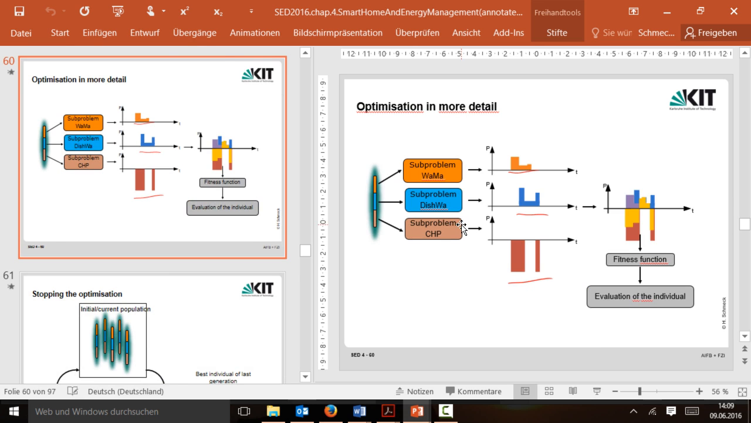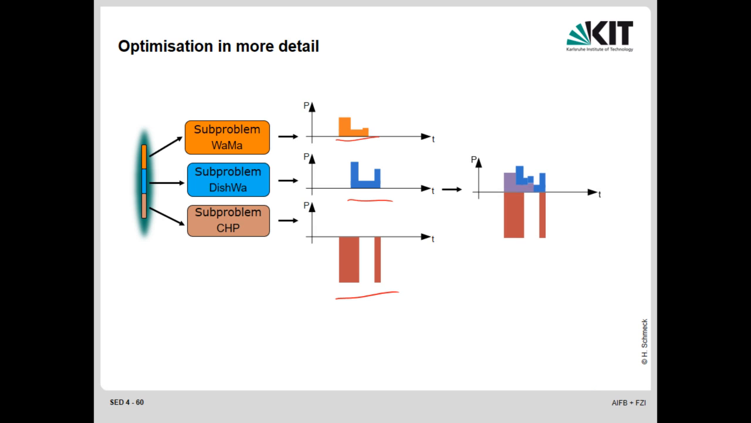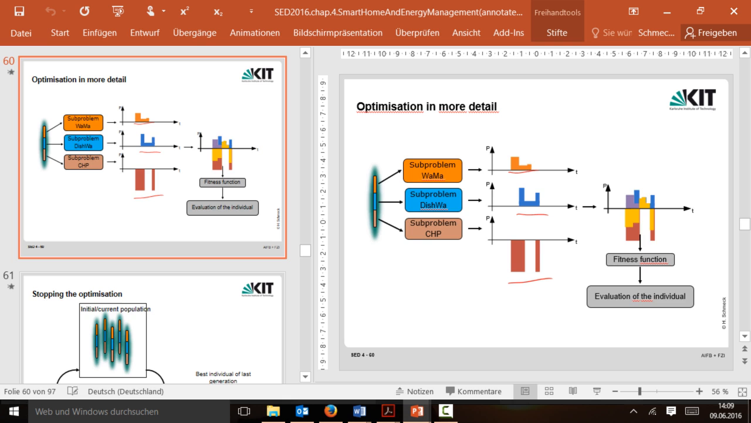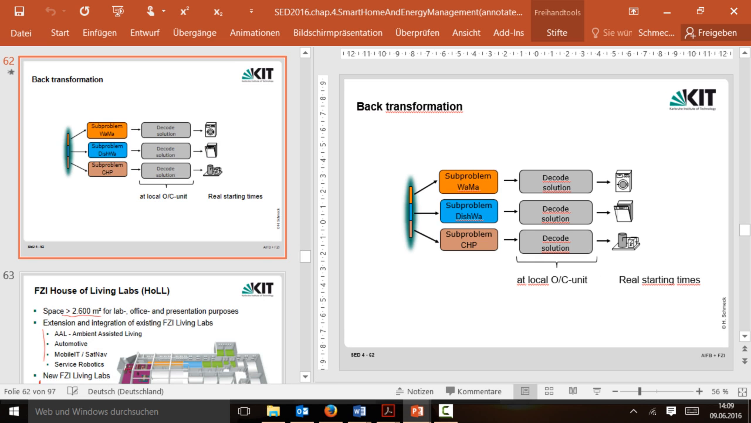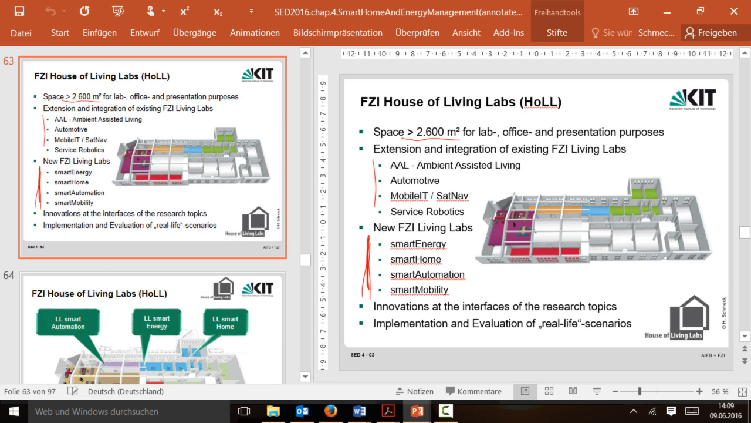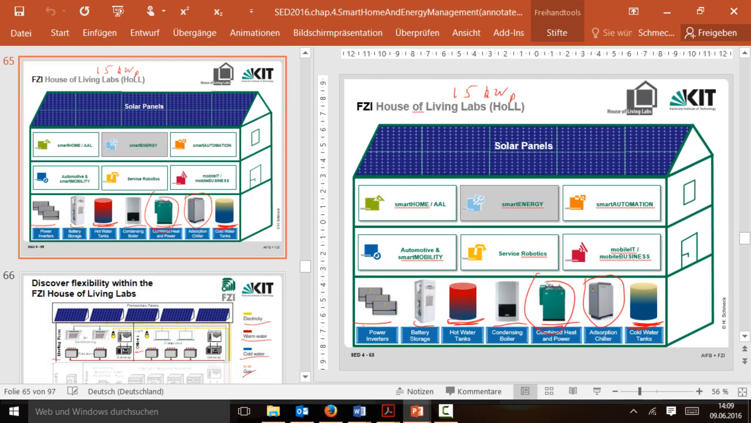So if I could go briefly into the animated version, just to remind you, here we have the different load or the individual load profiles, and then they are just merged into some aggregated load profile. And so that was that part. Then we looked at, well, the result is then just the best performing individual, and we continued looking at the FZI House of Living Labs. That we also looked at.